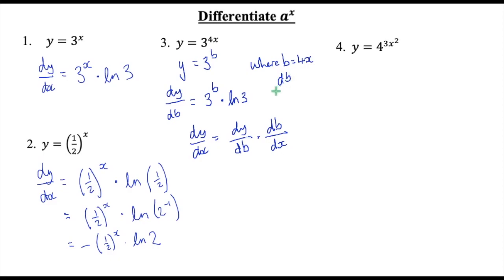Let's come over here and differentiate our b with respect to x, and we'll get 4. Let's substitute all of these in. We need to get 3 to the b times ln 3 multiplied by 4. Let's get rid of this b because that was just a convenience. We'll substitute it back as 4x, times 4 times ln 3.